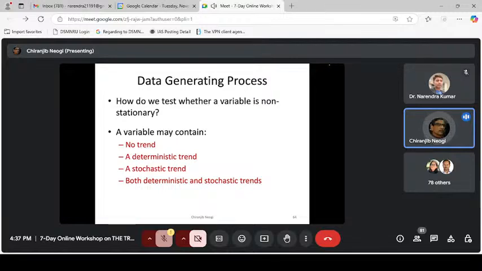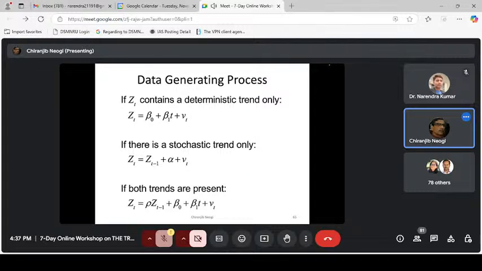Now, what is the data generating process? Okay, I skip that one. Z contains the deterministic trend only, or Z contains a stochastic trend only, or both stochastic and deterministic. This is the stochastic trend and this is the deterministic trend.